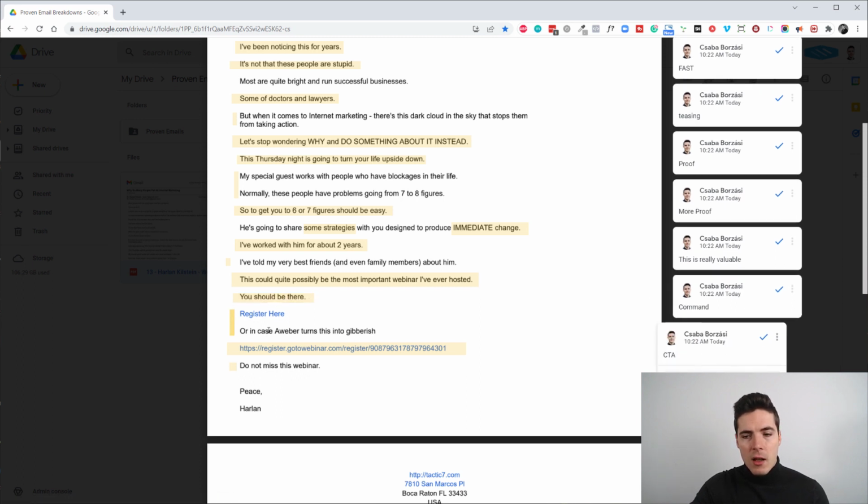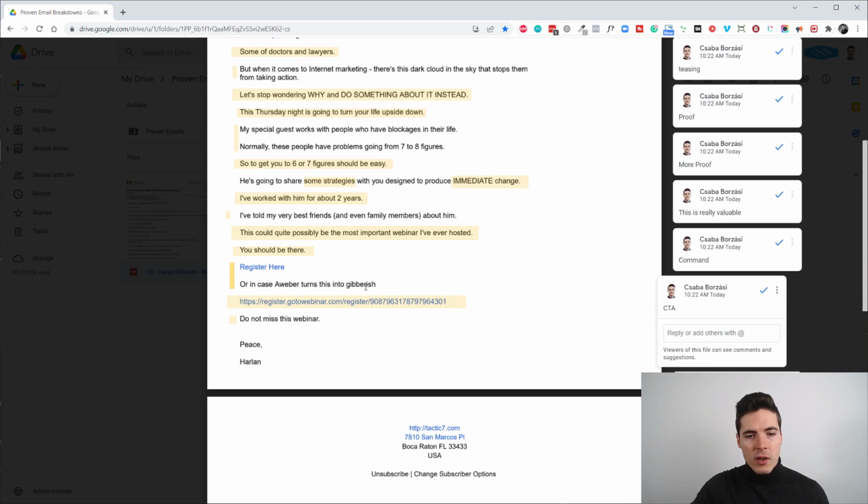And register here, simple call to action button, nothing fancy, or in case Aweber turns into gibberish, and here's the link. So he's using Aweber, and probably this is like a preemptive conversion optimization element, because sometimes they're probably having problems with deliverability, or links not working or something like that. And instead of changing his entire email backend, probably Harlan found that it's easier to just put a link here and solve the problem, like patch up the problem for now.